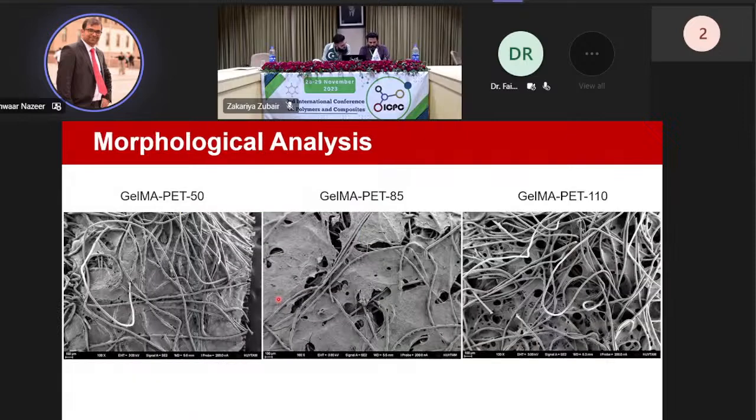We also analyzed our scaffolds through scanning electron microscope, and we can see that we have the fibers and the GelMA is also present over there. And as we are increasing the grammage of our scaffolds, we are having uniformly distributed GelMA all over the scaffold. And we can see the double network in the form of the polyester fibers and the gelatin present in between the fibers, a very fine distribution of these two.